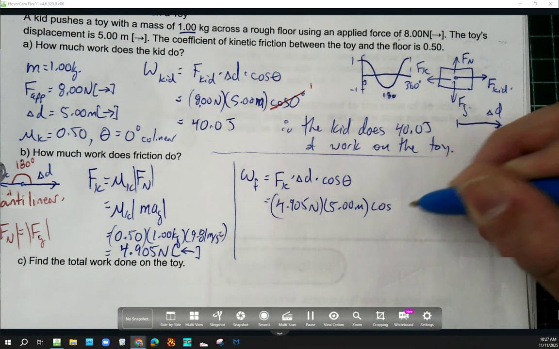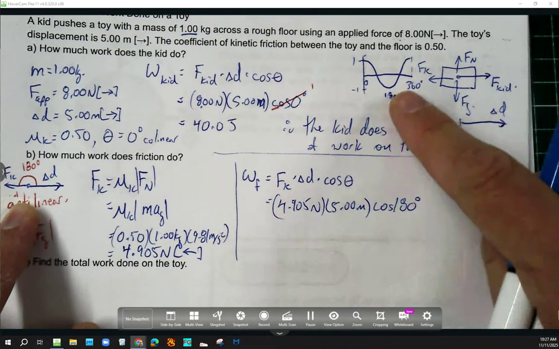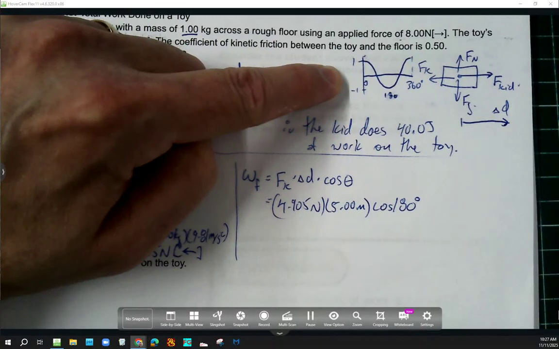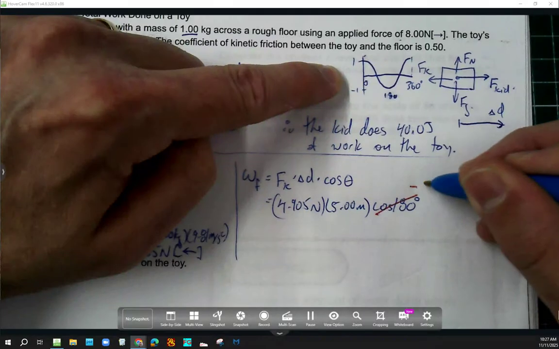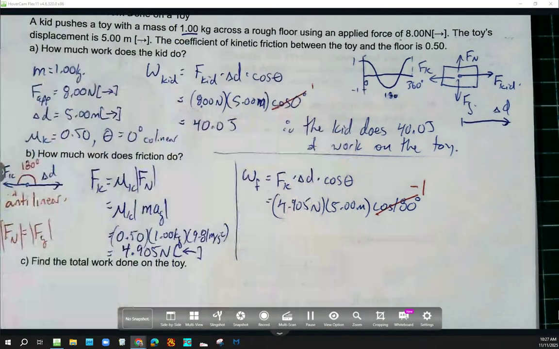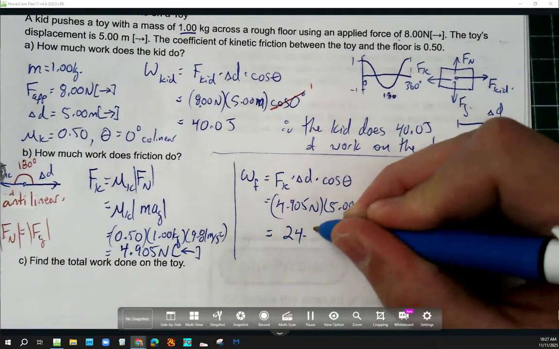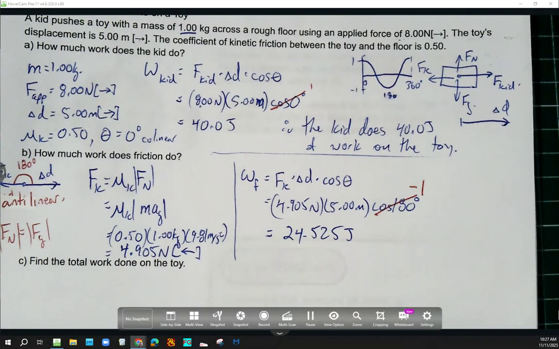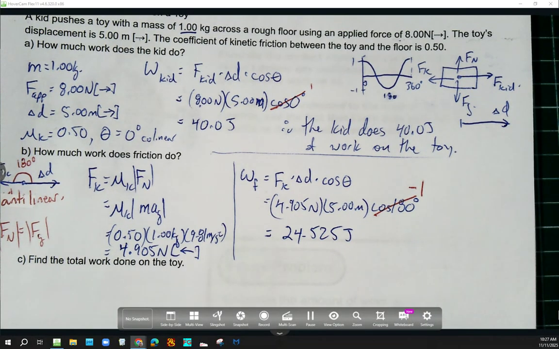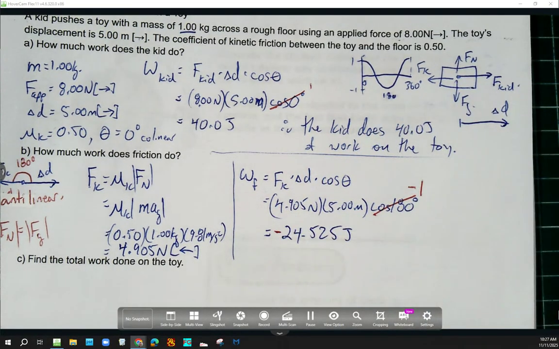times cosine of, remember, antilinear, so 180 degrees. And again, based on that unit function for the cosine, that 180 degrees becomes what? -1. Yep. And I do my math, 5 times 4.905, I get 24 point... Can you guys check this on me? Did I get it all right there? What am I missing? Yep. Negative sign. Because the friction stole energy from me. It robbed the system of energy. This is energy loss. This is inefficiency.